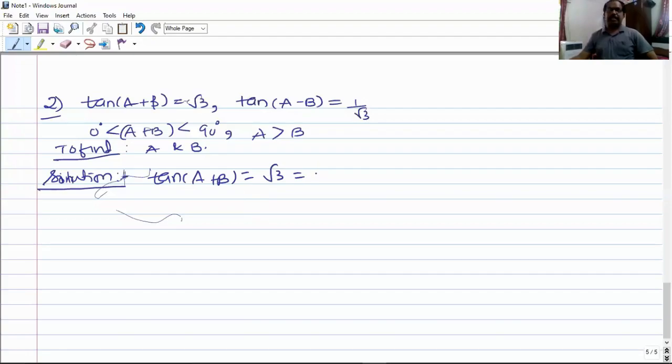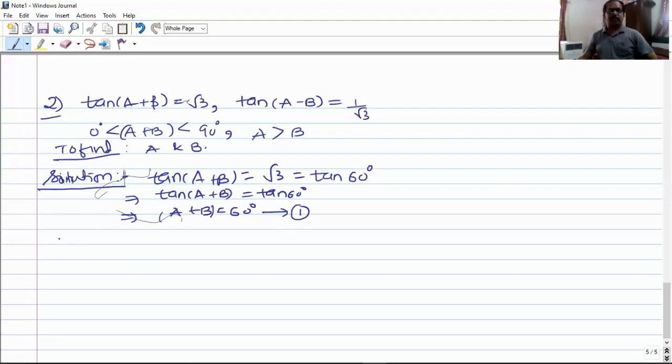So I can write this as equal to tan of 60 degree. So I can say that tan of a plus b is equal to tan of 60, right? So can I say from this a plus b equal to 60 degree? Yes, since the two trigonometric ratios are equal, the angles are equal. The unknown angle will be equal to this known angle, that is 60 degree. So let it be equation 1.